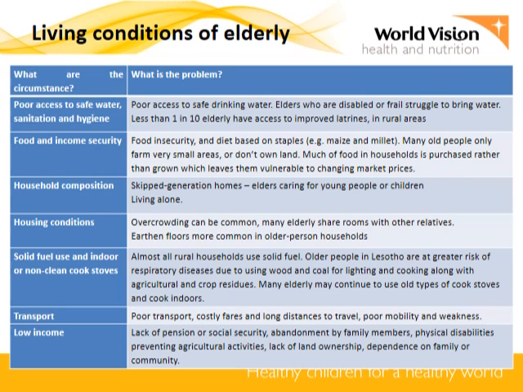There will be a loss of food and income security for most elderly people, and they will become increasingly dependent on a staple diet with less access to fruit and vegetables and protein-based foods. Many old people only farm in very small subsistence areas or don't actually own their own land, but much of the food in households can be purchased rather than grown, leaving them vulnerable to changing market prices.